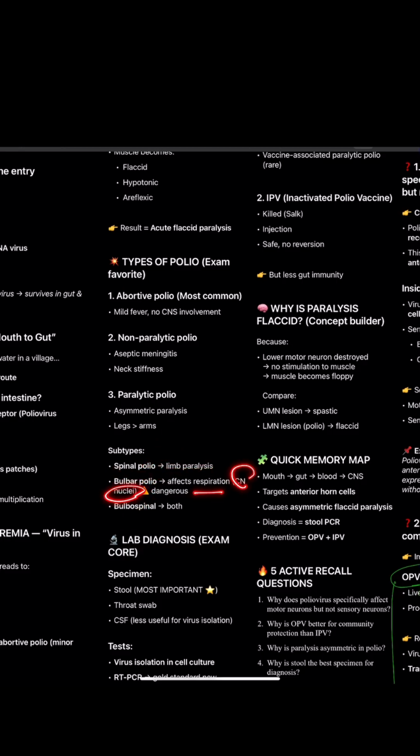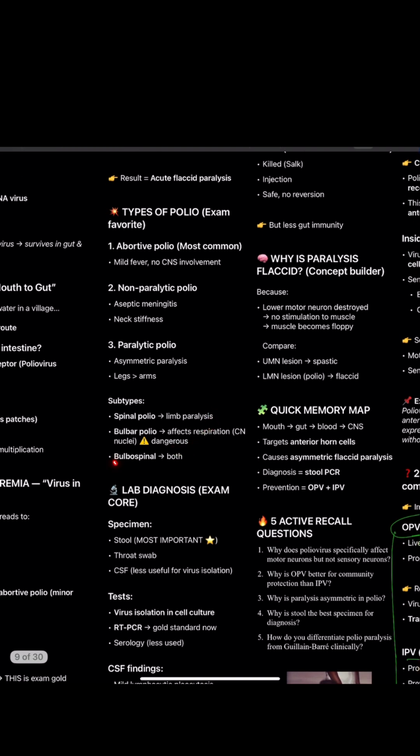The cranial nerve nuclei originate from the brainstem, that is from the medulla oblongata, and the medulla oblongata is nothing but the bulb, as it is called. Various cranial nerves take origin there, and if they are affected, then the respiratory muscle innervation will be affected, and hence it will be very dangerous. And bulbospinal polio means both. There is limb paralysis as well as respiratory muscle diaphragm paralysis.